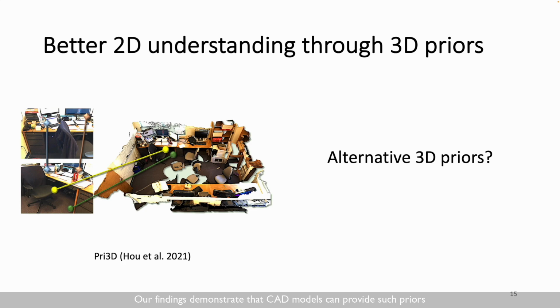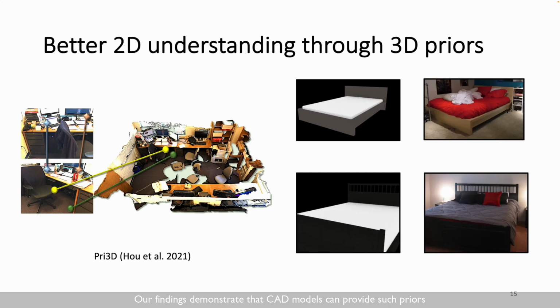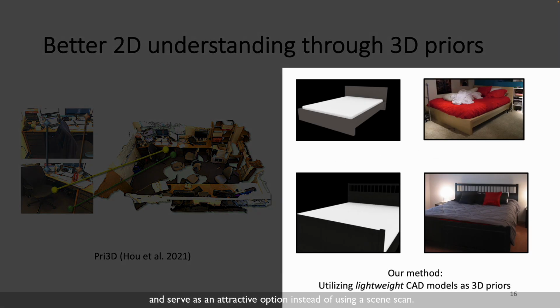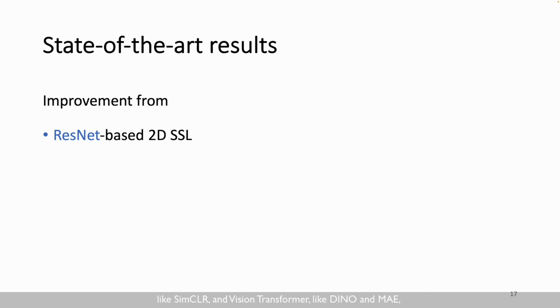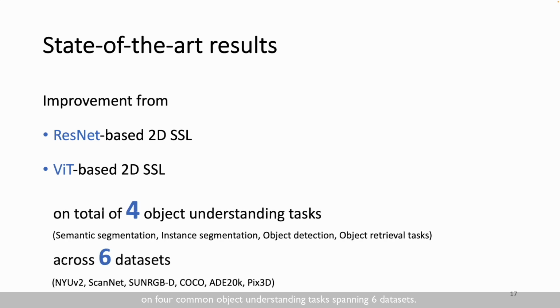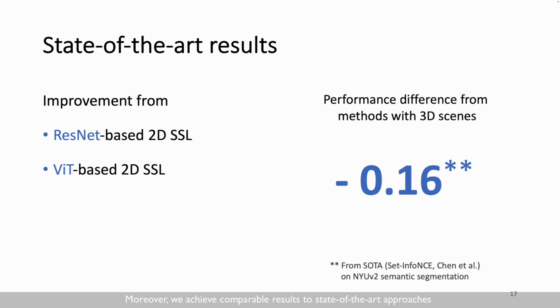Our findings demonstrate that CAD models can provide such priors and serve as an attractive option instead of using a scene scan. Our approach can enhance the performance of 2D-only methods based on both ResNet architecture like SimCLR and Vision Transformer like DINO and MAE on 4 common object understanding tasks spanning 6 datasets. Moreover, we achieve comparable results to state-of-the-art approaches that require 3D scene scans while using only lightweight 3D data.